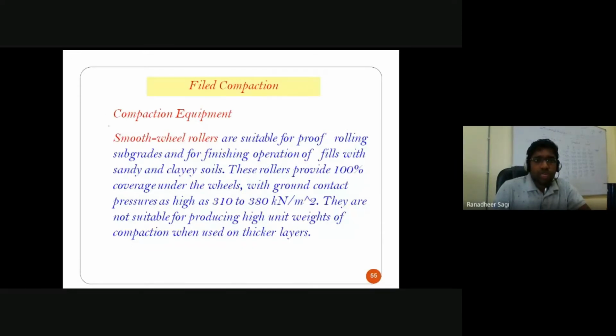Smooth wheel rollers are suitable for proof rolling, the surface rolling of your subgrade soils, and for finishing operations of your fills. Whenever you have some soil deposits placed and you want to compact them, you can go for what is called smooth wheel rollers, which are typically useful for sandy and clay soil deposits. And these rollers provide 100% complete area coverage while the compaction is carried out.